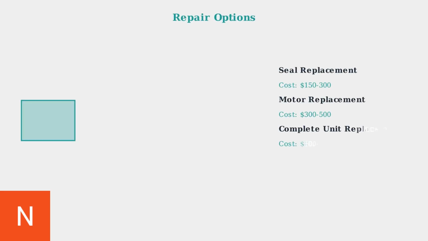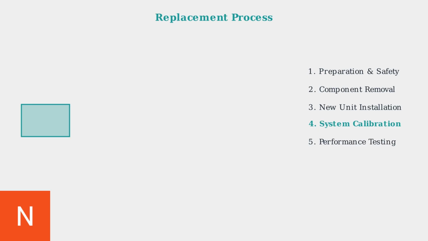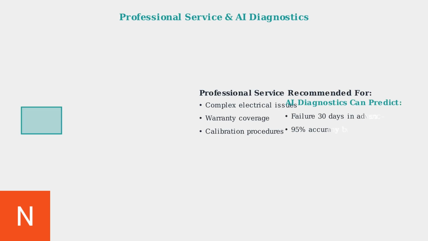Based on diagnostic results, repair options include seal replacement for minor leaks, motor replacement for electrical failures, or complete unit replacement for severe damage. The replacement process involves preparation, removal, installation, calibration using diagnostic software, and thorough testing to ensure proper operation. While DIY repair is possible for mechanically inclined individuals, professional service is recommended for complex electrical issues. Modern AI-powered diagnostic tools can now predict actuator failure up to 30 days in advance.